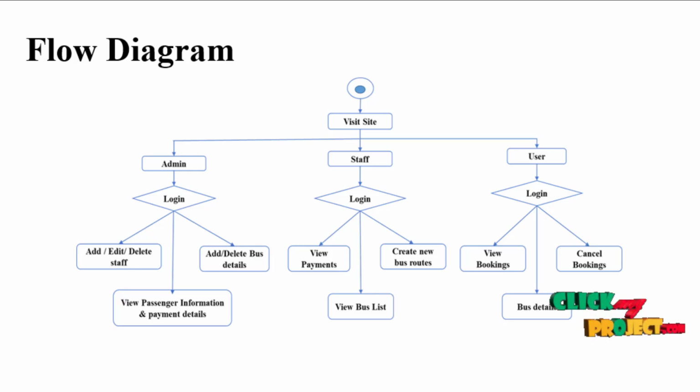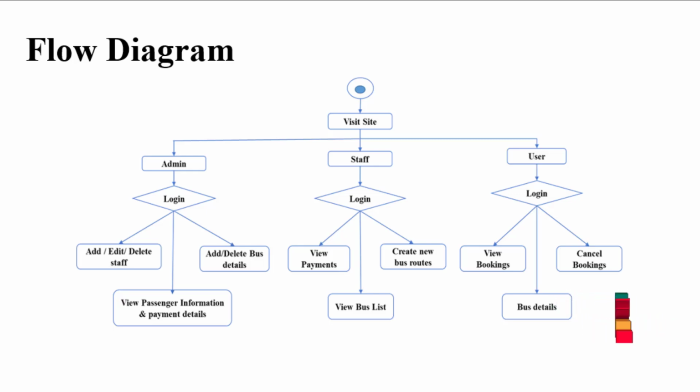Now we move to the staff. The staff can log in with his username and the password, which is provided by the admin after registration. After login, the staff can view the bus list and create the new route plans like date, source, destination, arrival time and departure time, etc. The staff can also view the booking informations.